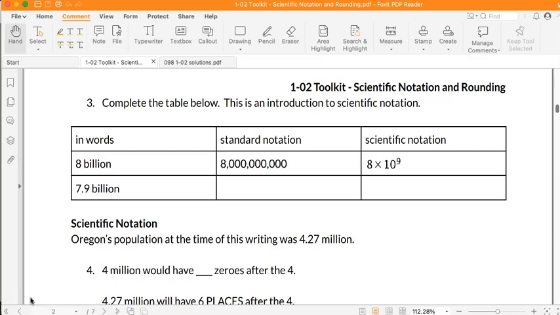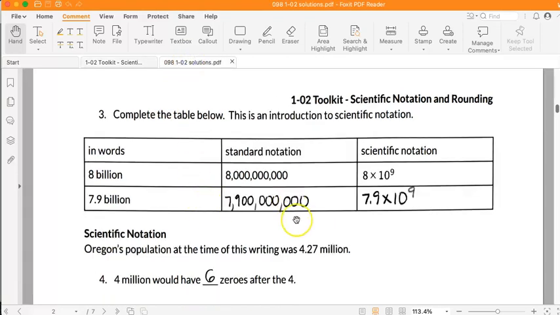8 billion is 8 times a billion, so it's 8 times 10 to the 9th. That's our scientific notation. And if we want to write 7.9 billion, we can write it out in standard notation, and then we can also write it in scientific notation. And that's what that would look like.